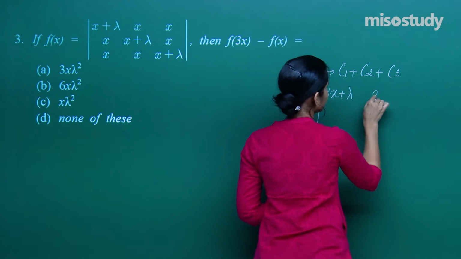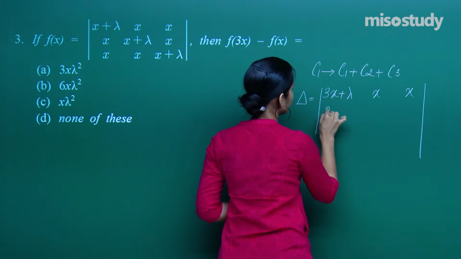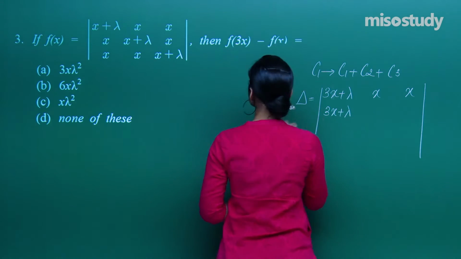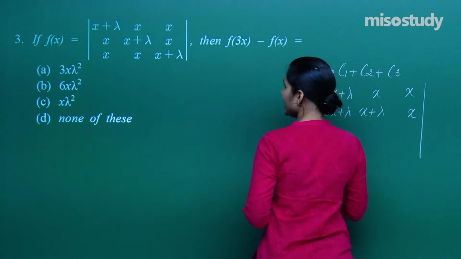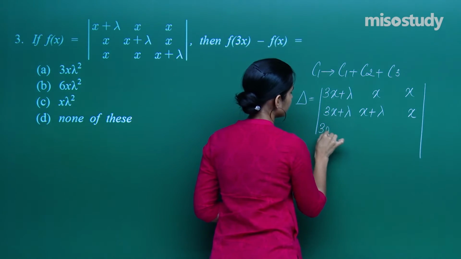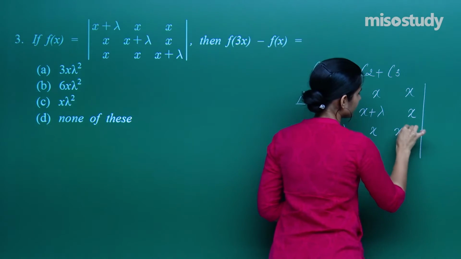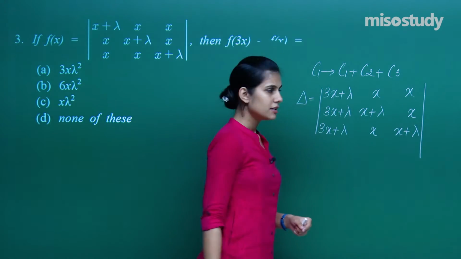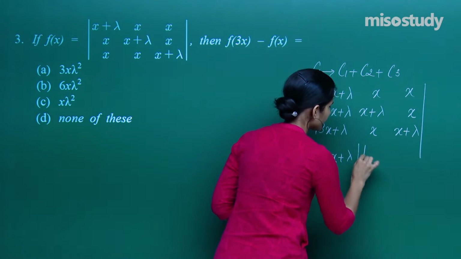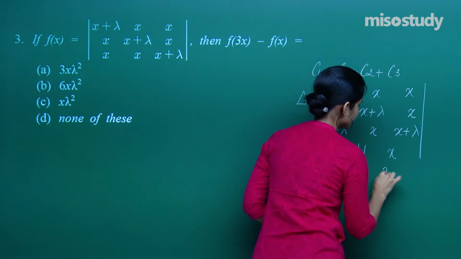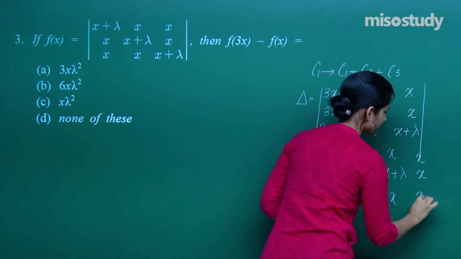And then you have x, x. Then again in the next row you have 3x plus lambda, x plus lambda, x. And again you have 3x plus lambda, x and x plus lambda. 3x plus lambda can come out common. I am left with 1, 1, 1; 1, x plus lambda, x; 1, x, x plus lambda, with x, x in the first row.